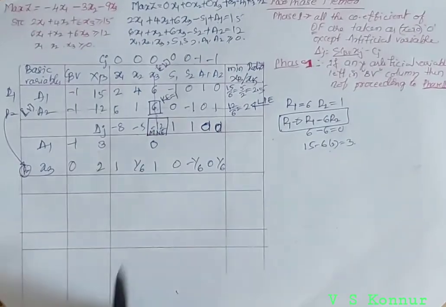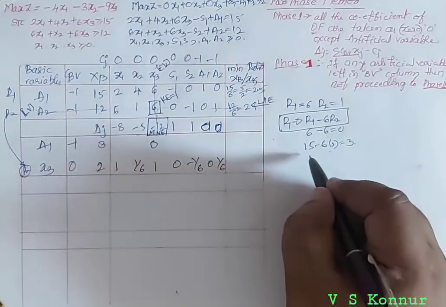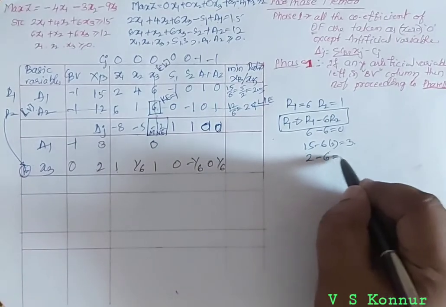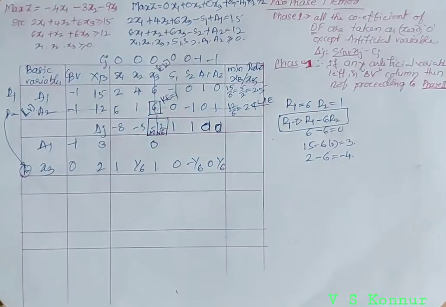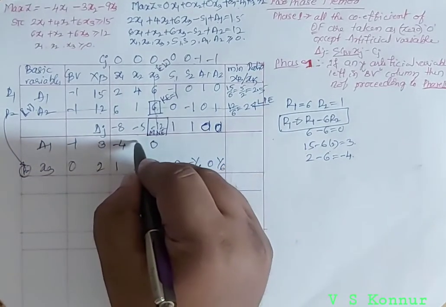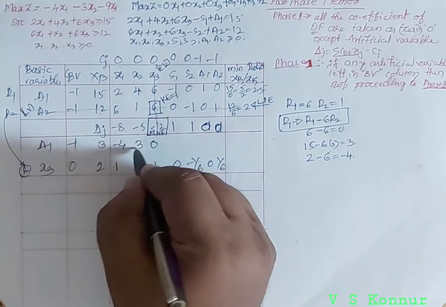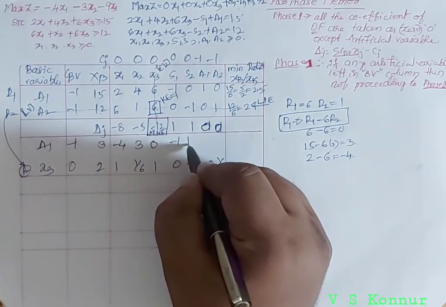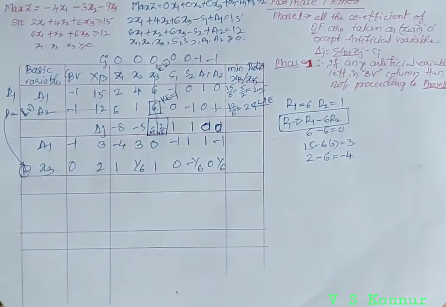The same you have to calculate. One more I will show. 2 is the R1, 1 is R2. 2 minus 6 is equal to minus 4. So we will get 3, 0, minus 1, 1, 1 and minus 1.